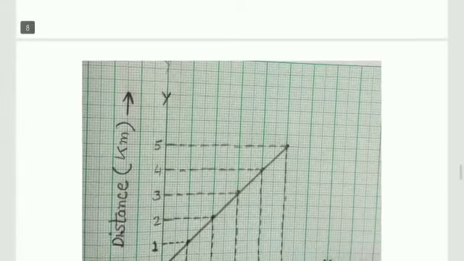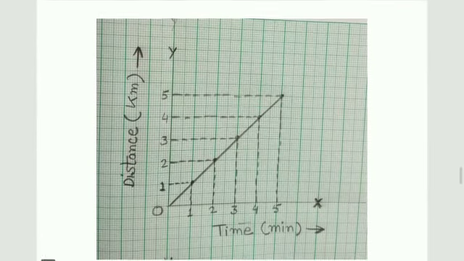There is another problem. The distance travelled by a car at various times is shown below. Distance in kilometers: 0, 1, 2, 3, 4, 5, and time in minutes: 1 minute, 2 minutes, 3 minutes, 4 minutes, 5 minutes. Draw a graph of distance against time. What conclusion do we get about the motion of the car? What type of motion is it? We have made this on an actual graph paper.